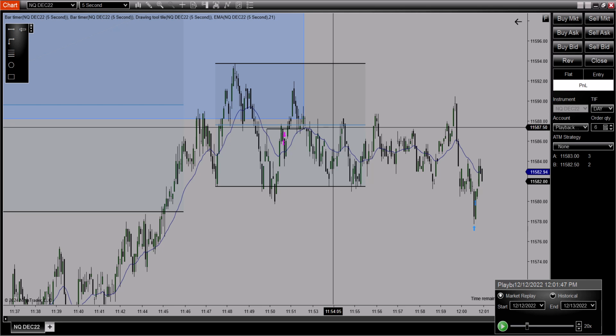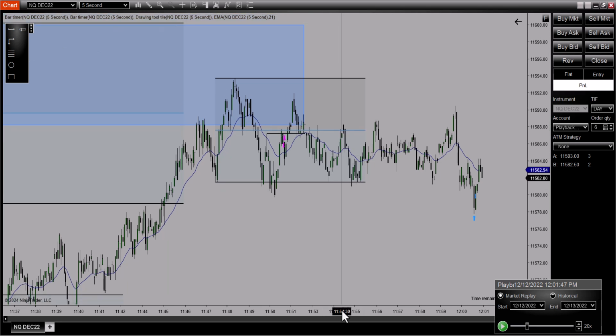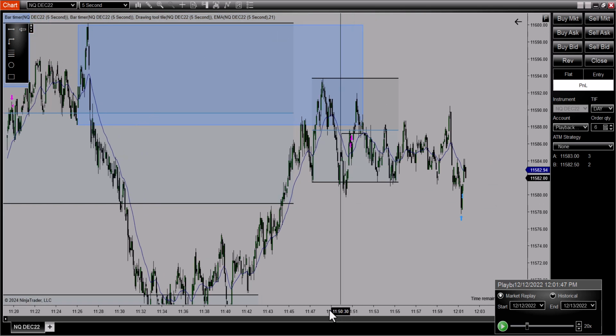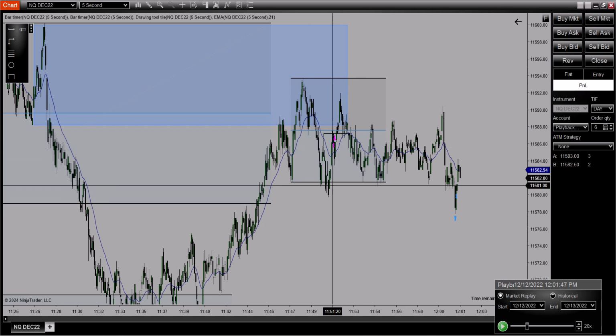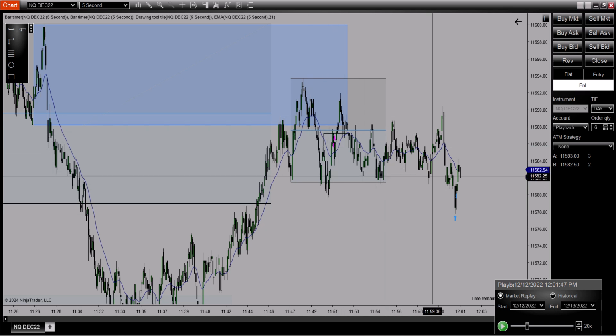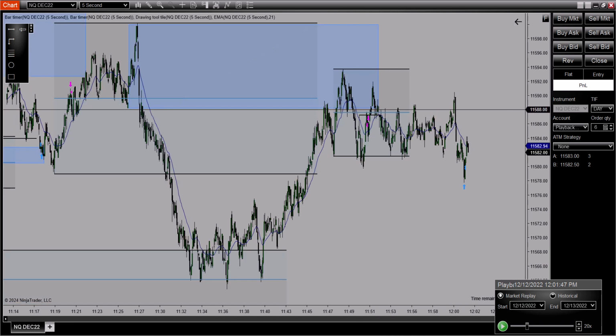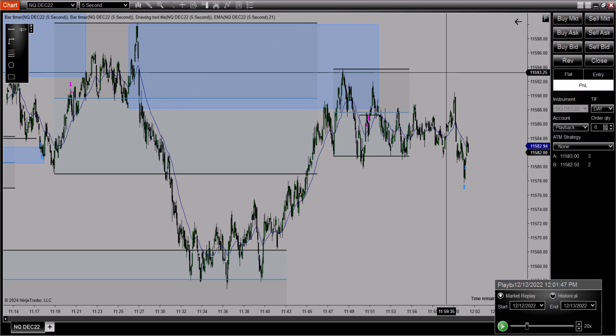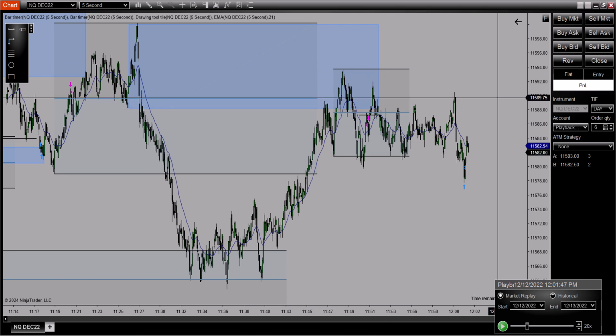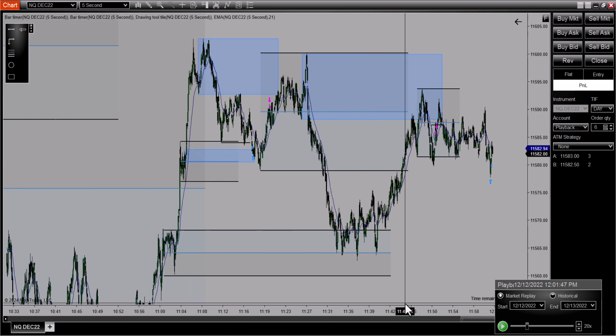I'm not gonna complain. As you can see, so far we took 3 winners based on the same model: sweep into an unmitigated zone, and then taking the trade lower or higher. Alright, so this is the last trade of the day. So let me explain the logic behind this trade and why I took it. So first of all, what do we have?